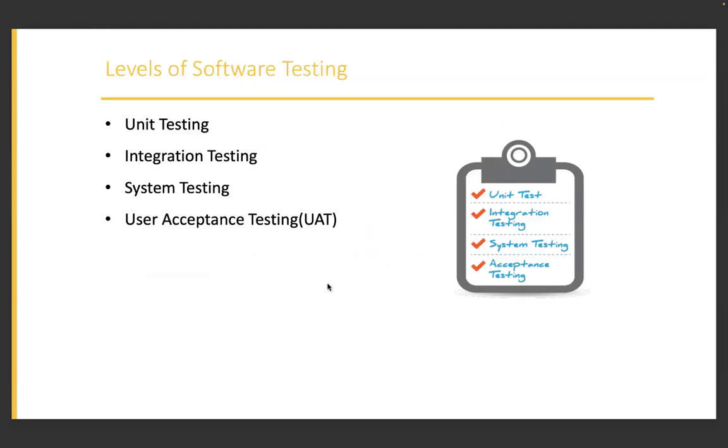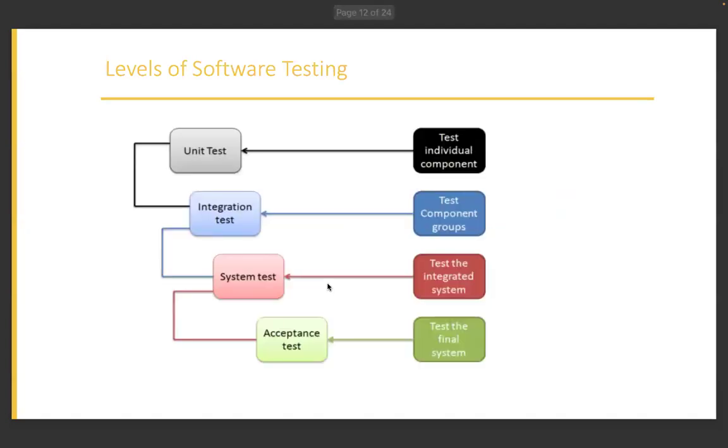Okay, so this is the level of software testing that we have discussed in the verification and validation, guys. Unit, integration, system, and UAT. Unit and integration come under white box. System and UAT come under black box, guys. Okay, so here is the component, like what we usually do. Acceptance test, we test the final system. System test, we test the integrated system. Integration test, we test the component group, and unit test, we test the individual component.